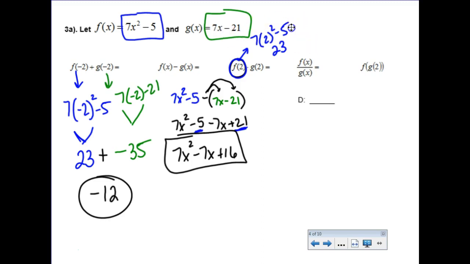And then plugging in a 2 into g would give us 7 times 2 minus 21, which is negative 7. And then we're supposed to do what with these two answers? Multiply them together. So 23 times negative 7. My brain stopped working. I need some help on that.